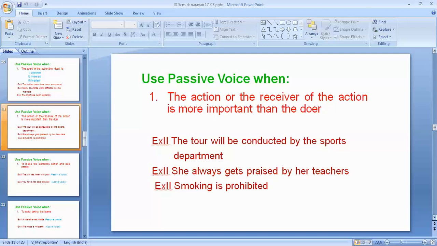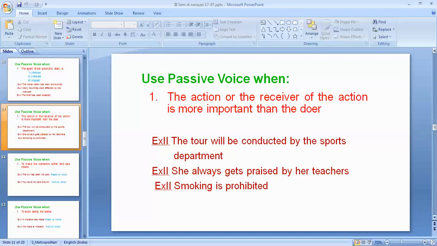Actually, praised. She gets praised. Who? She. But who is praising? Who is doing that action? Her teachers. Teachers are doing that action, praise. But here the teachers are not more important than the girl who is getting the praise. So the more importance, more prominence, our intention is to focus on the person who is getting the praise. On such occasions, we use passive voice.